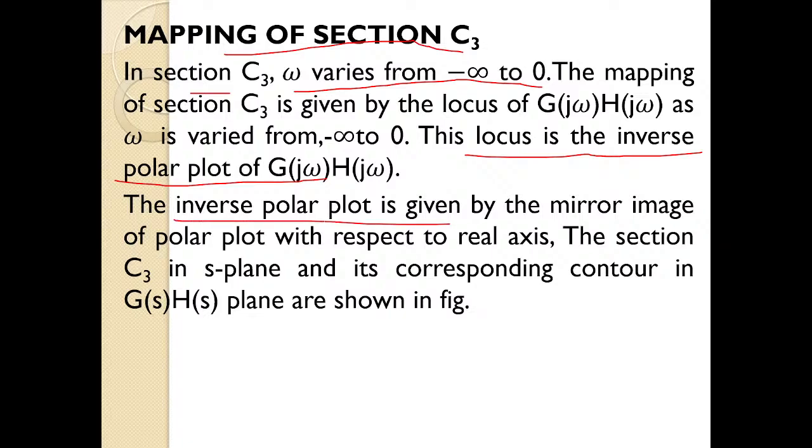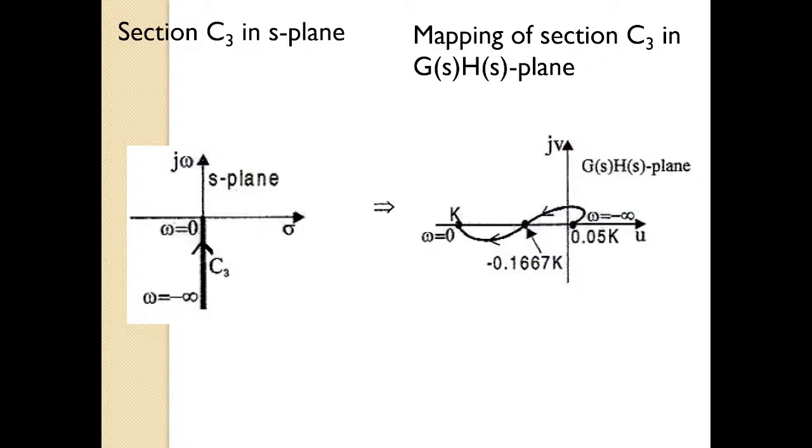So you will get the inverse polar plot, which is the mirror image of the polar plot of C1 with respect to the real axis. Whatever plot you got earlier for C1, C3 is just opposite to it. If you remember, this was our plot for C1, and this is our plot for C3. Just equal and opposite, a mirror image on the real axis. Always remember, C3 is the mirror image of C1 on the real axis.